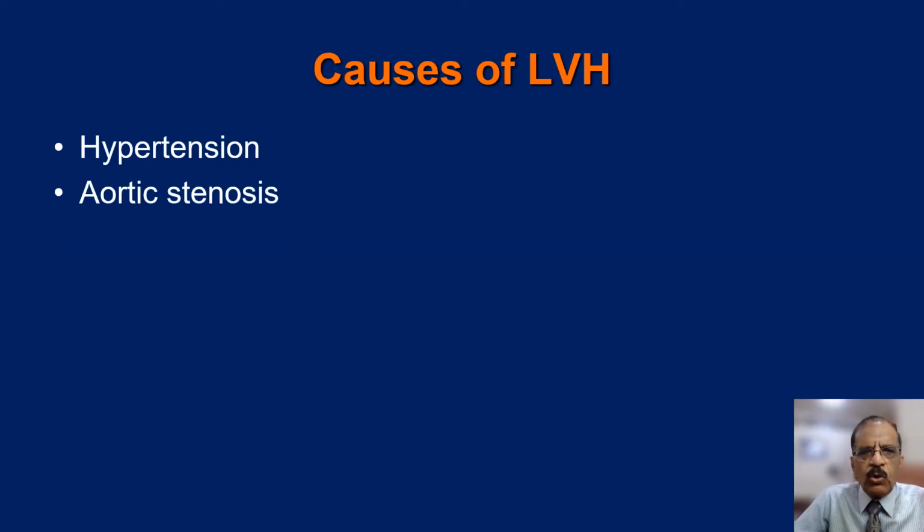So the causes of left ventricular hypertrophy may be hypertension, aortic stenosis. What is common between these two conditions? Both of them offer outflow obstruction, and outflow obstruction actually promotes concentric hypertrophy, and left ECG basically shows concentric hypertrophy, not eccentric hypertrophy. So there may be many other conditions, but I'm just going to show you two here.